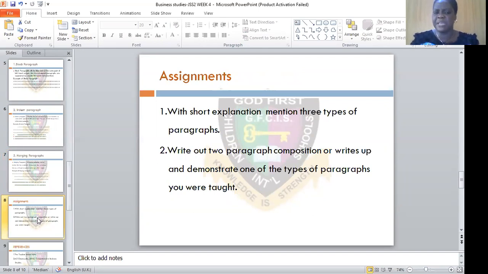And the assignment I want to give you, I'm saying it here so that you can know the importance of it, is that you write with a short explanation, mention 3 types of paragraph, which I just taught you. I know that will be simple because you have been taught. Then write out a 2 paragraph composition. That means you form an event to write 2 paragraphs on. Now, you use one of these 3 types of paragraph to write it, either block, indent, or hanging.